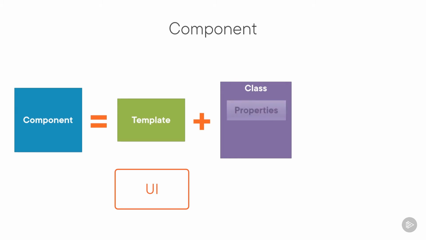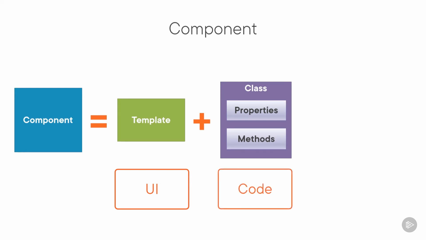The class contains the properties, or data elements, available for binding to the view, and methods which perform actions for the view, such as responding to a button click. Think of a component class as the code behind your user interface. The property variables hold the data to display in your UI. The methods define any logic or operations.